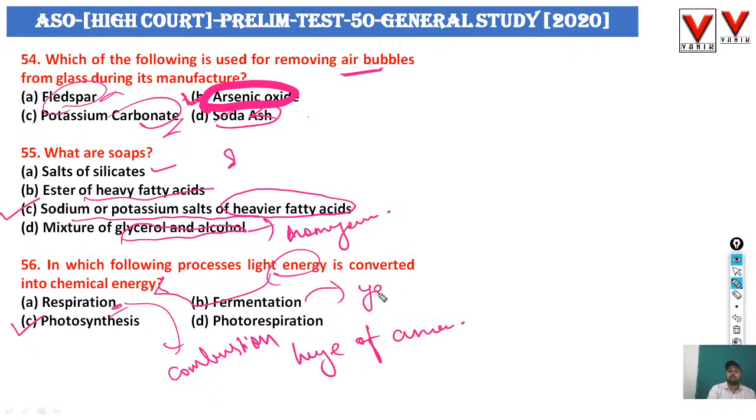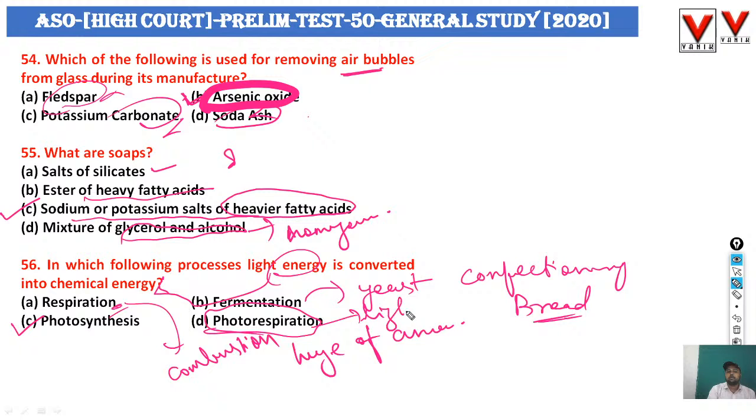Fermentation is a process in which yeast is made to ferment. All your confectionery items, your bread, and cakes are formed due to the fermentation process. Then you have photorespiration. Photo means light. Respiration taking place in the presence of light is known as the photorespiration system. We do have many kinds of saprophytes that undergo photorespiration. So the answer to this question is option C, that is photosynthesis.